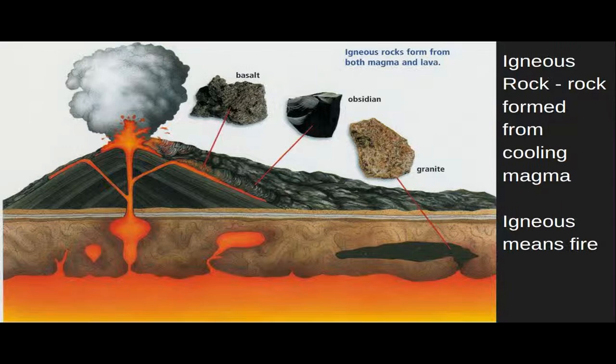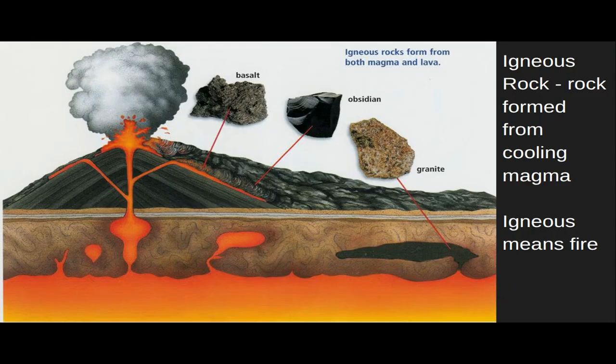Hey, so the next type of rock that we're going to be discussing is igneous rock. Igneous rock forms from magma that cools down into rock. So magma is just liquid rock, and eventually it turns into rock, right, if it cools down. Igneous, think of the root word ignite, to light on fire.